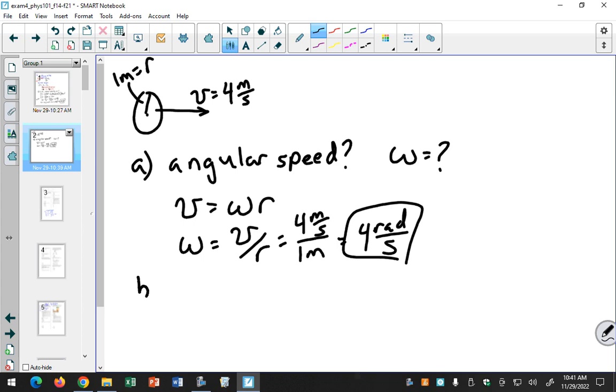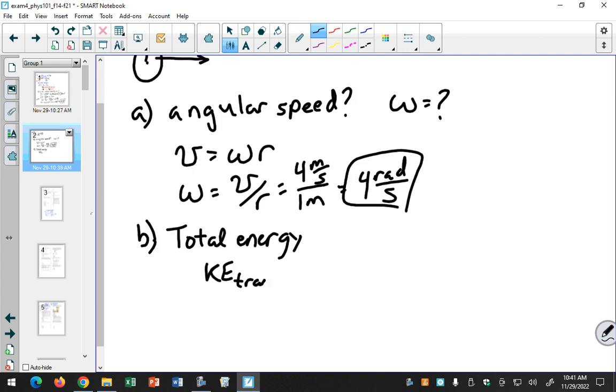Then the second part, part B, asks what is the total energy of this rolling object. And just like we did in class, this thing has 2 types of energy. It has a translational energy, and it has a rotational energy. Okay, translational and a rotational. And then that will be equal to our total energy. That's going to be 1/2 I omega squared plus 1/2 mv squared.